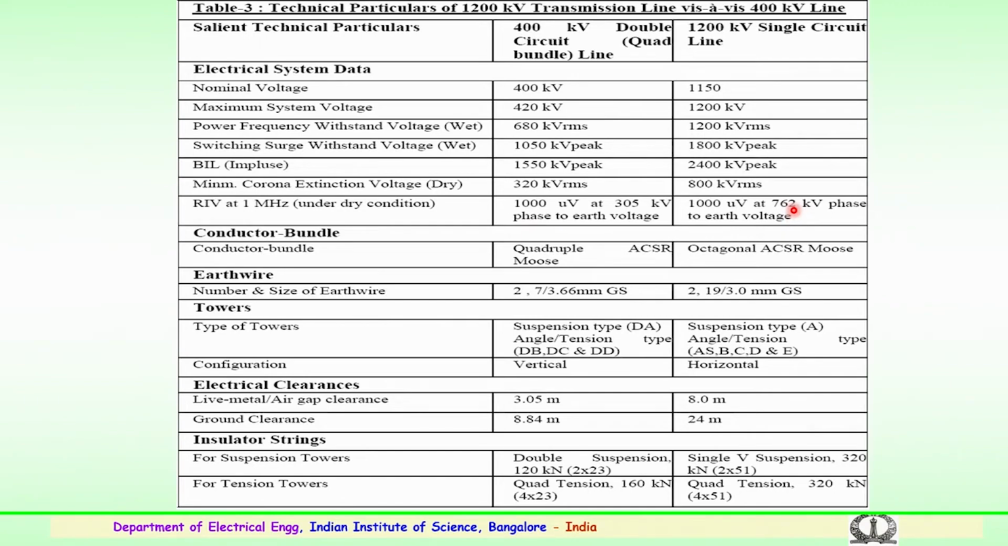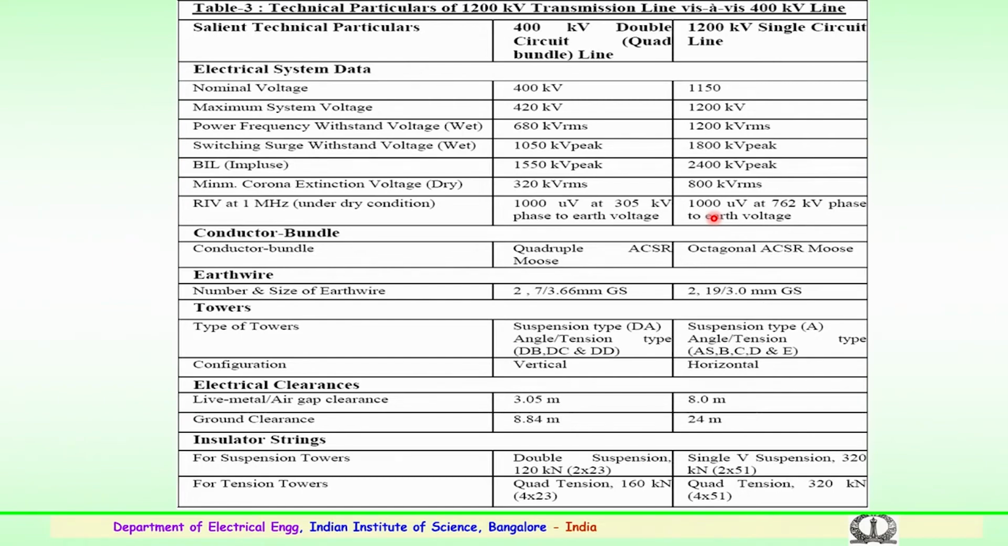So, the RIV or radio interference voltage measured at 1 megahertz under dry conditions could never exceed 1000 microvolts at 305 kV phase to earth voltage. This is again the same, 1000 microvolts at 762 kV phase to earth. So, at 305 kV, 1000 microvolts is permitted, and even at 765 kV, 1000 microvolts. So, how good the hardware is, is very important. The conductors, the hardware, the corona control rings, the proper design plays a role here as the voltage level goes higher. The radio noise and audible noise have to be at the same level, similar to a 400 kV or a 765 kV system.